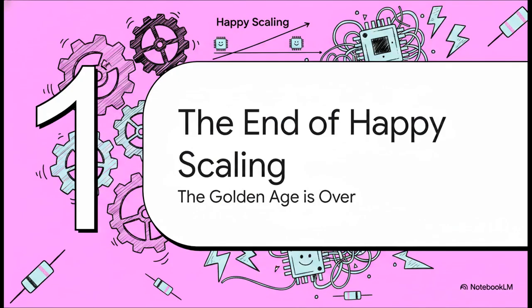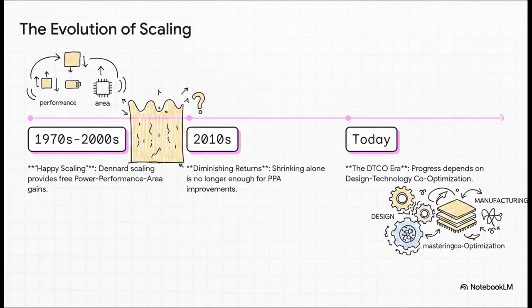So how in the world did we get here? To really get it, we've got to talk about why the good old days of designing chips are, well, over. The era that engineers lovingly called happy scaling has officially ended. For decades, the playbook was incredibly simple. Just shrink everything. This was called Dennard scaling, and it was awesome. Every time you made things smaller, you automatically got more performance, you used less power, and the chip got smaller. It was a total win-win-win. But then, around the 2010s, we hit a brick wall. The free lunch was over.